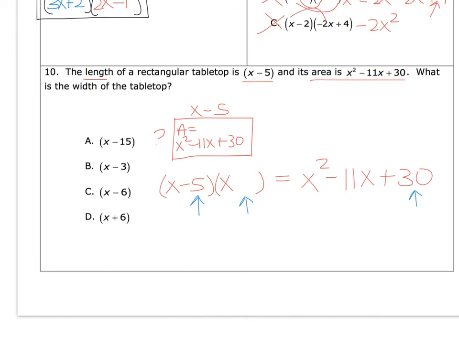All right, well, hopefully you know your times tables well enough to know that's got to be negative 6, right? Negative 5 times negative 6 is positive 30. So my missing term was x minus 6.